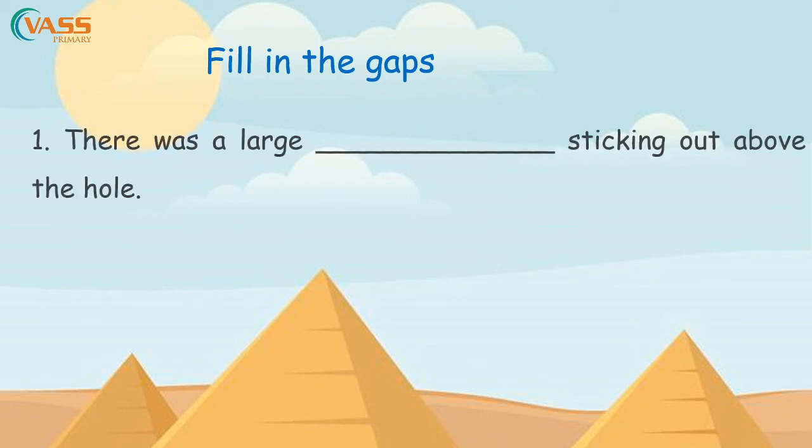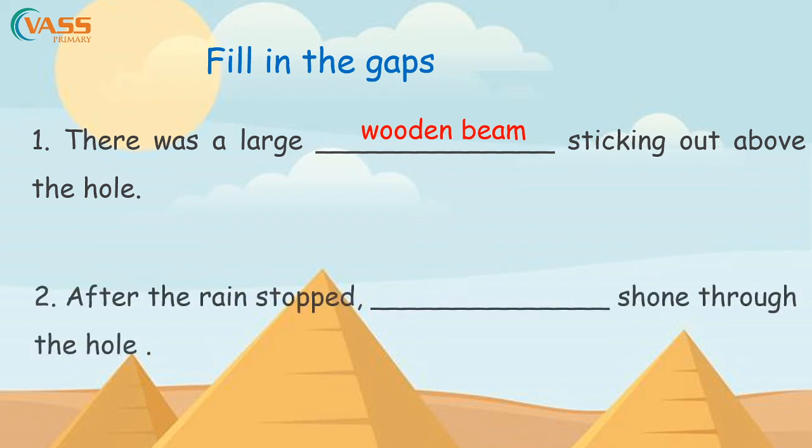There was a large sticking out above the hole. A wooden beam. You're quick. Great work. How about 2? After the rain stopped, what shone through the hole? The silvery light. You're right. Fill in the answers and we'll check it later.